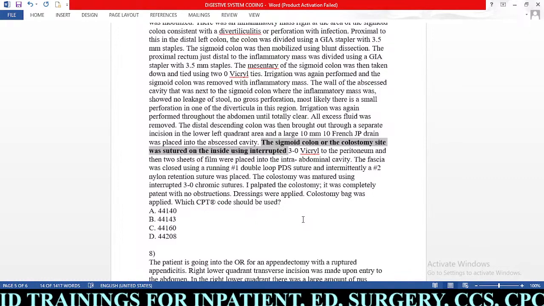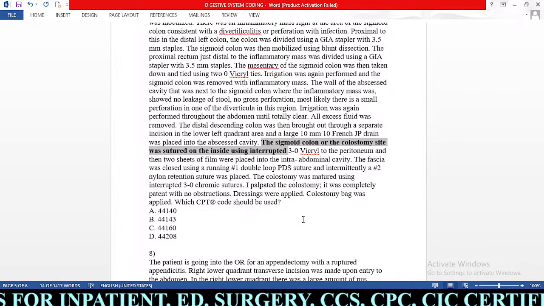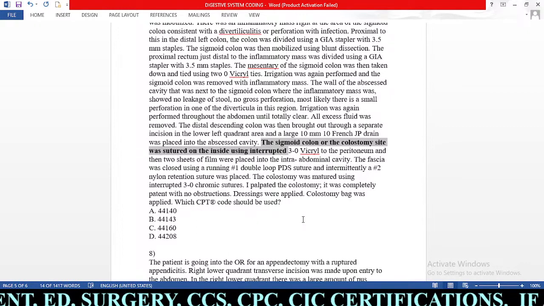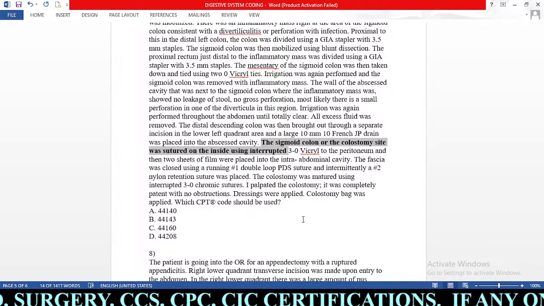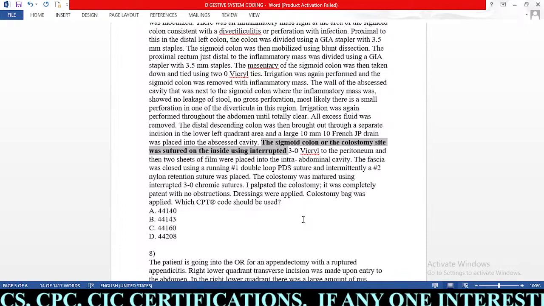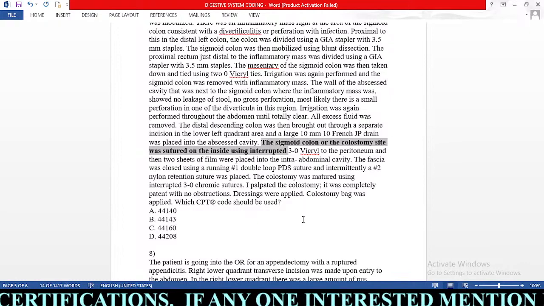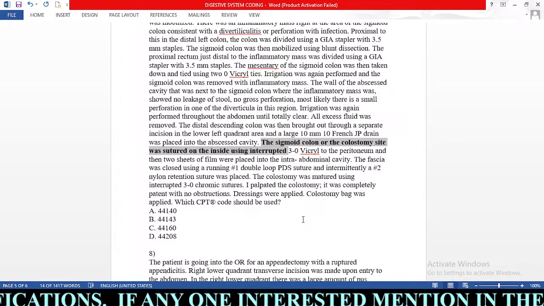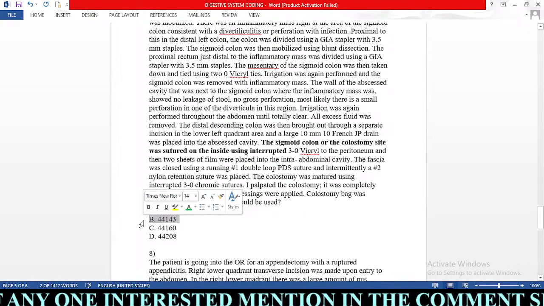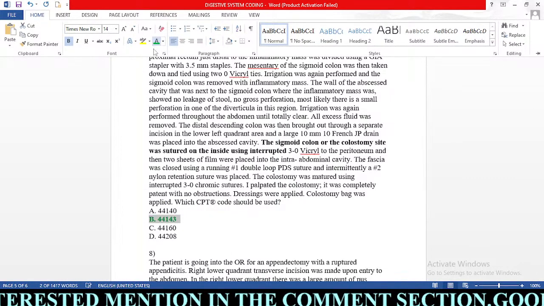See here, directly you can find this answer. Hartmann type procedure with end colostomy and closure of distal segment. As I told you in previous classes, Hartmann is a surgeon's name, and using his name they created the Hartmann type procedure. So if you check your CPT index, you can find Hartmann procedure. Using that also, you can find the answer. So here our answer is option B, which is 44143. It is a direct question. Using these questions, you can save your time.